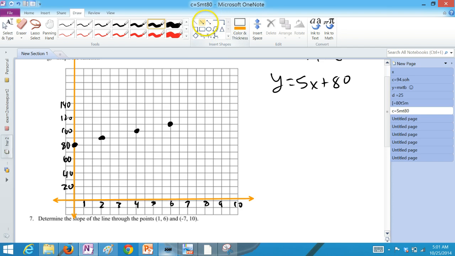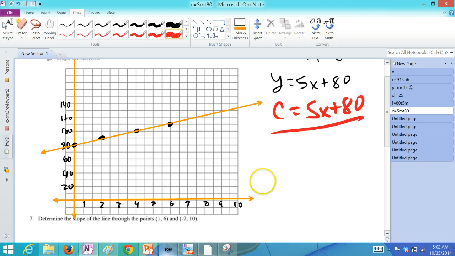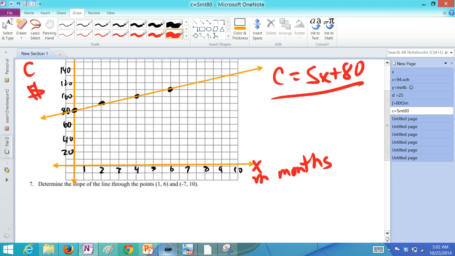Let's go ahead and plot the point. Connect the dots. Let me fix this here. Pretty much, that is the graph of our function. C equals 5x plus 80, where x, or m, is in months, and y, or c, is in dollars. Okay, great. That should have been part of the last video.